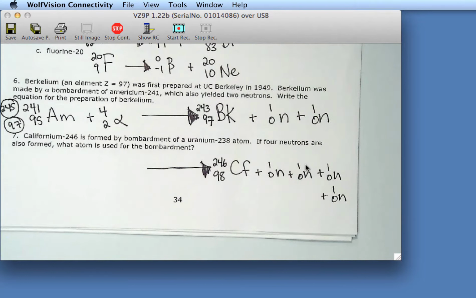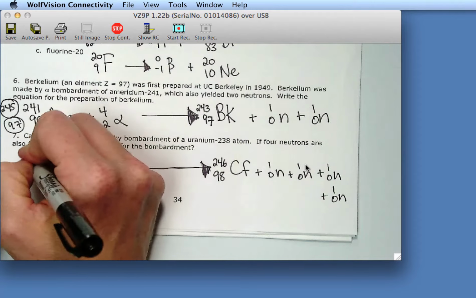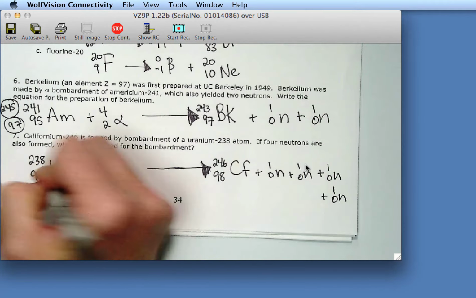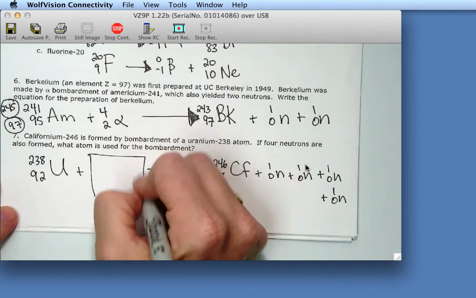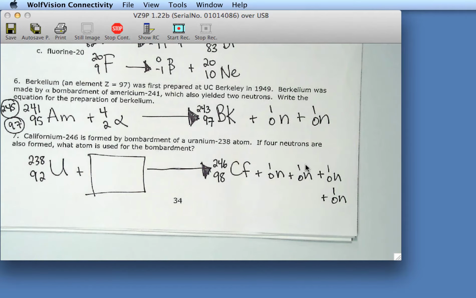So I have my 4 neutrons. Uranium-238 is bombarded with something. We have to figure out that mystery atom. So the sum of my mass numbers on the right: 246 plus 1 plus 1 plus 1 plus 1 is 250, and then 98 for my atomic number sums.